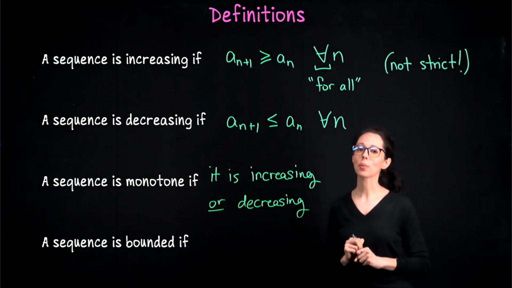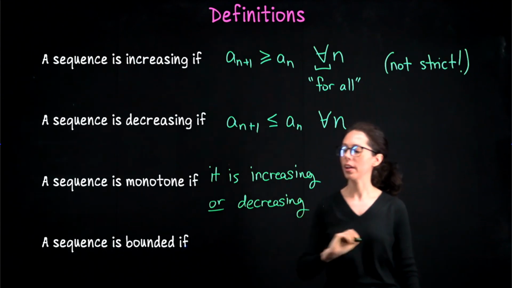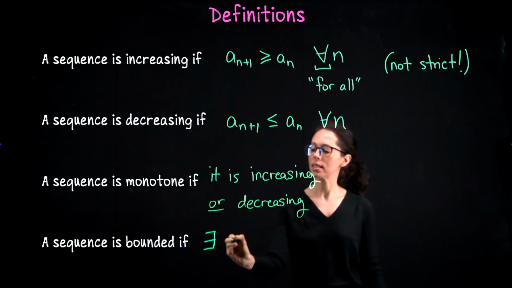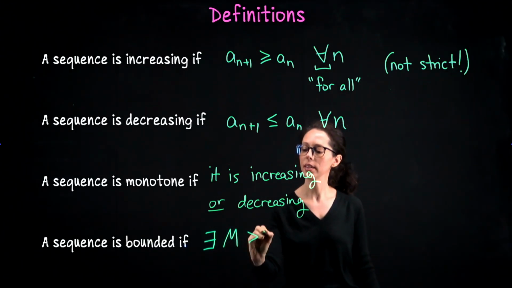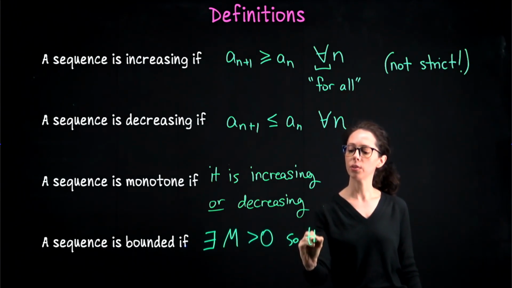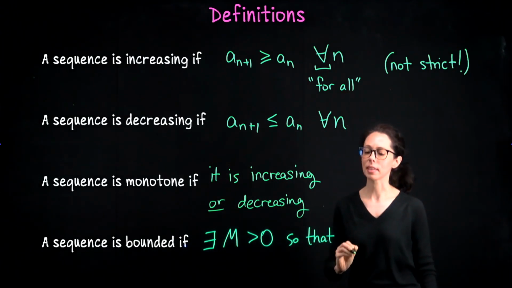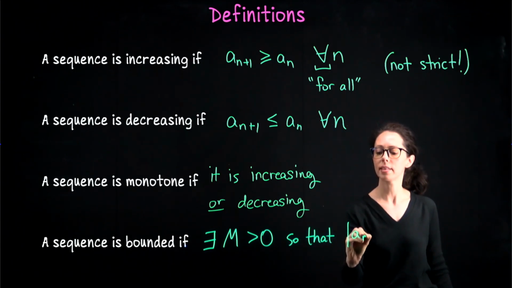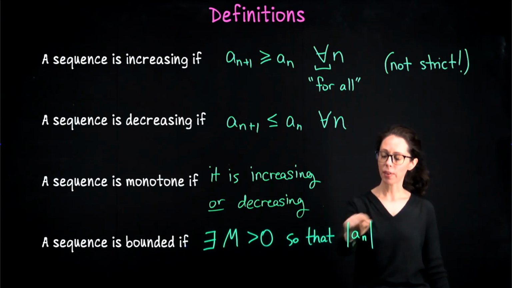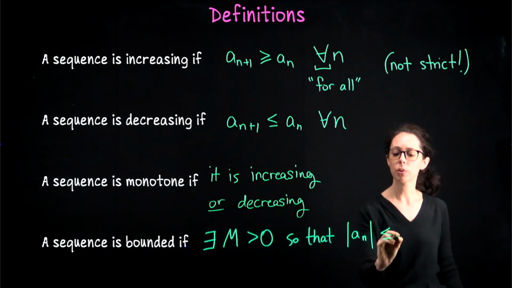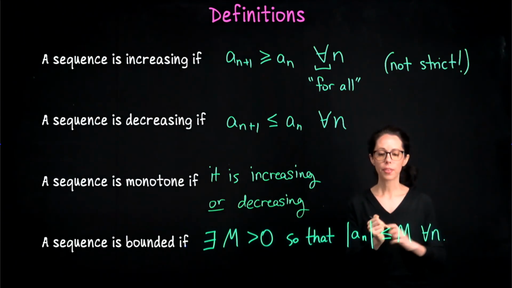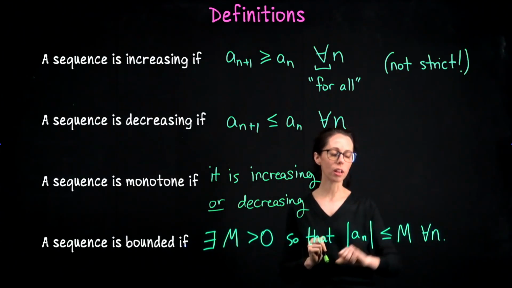Lastly, we say that a sequence is bounded if there exists, so that's what this backwards E means, there exists a number m greater than 0, so that if you take the absolute value of every term in the sequence, so I'll write absolute value of a sub n to mean every term, this size, the absolute value of a sub n, is less than or equal to this number m. So this inequality is true for all indices.